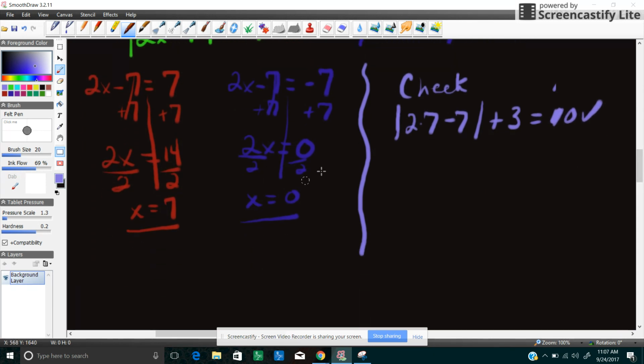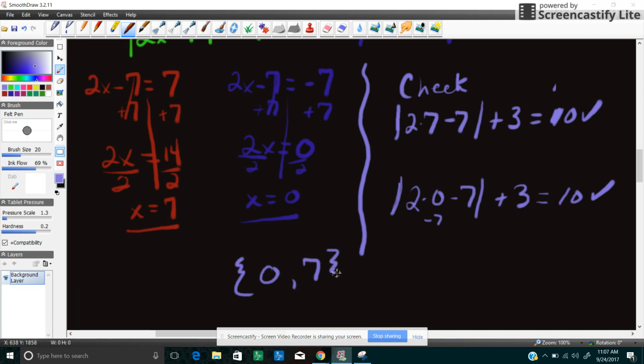Now I'm going to do it with the 0. So again, 2 times 0, minus 7, and then plus 3. So 2 times 0 is going to give me 0. 0 minus 7 is negative 7. However, since I'm taking the absolute value, that makes it positive 7. So positive 7 plus 3 is also 10, which means that my answer is 0 and 7.